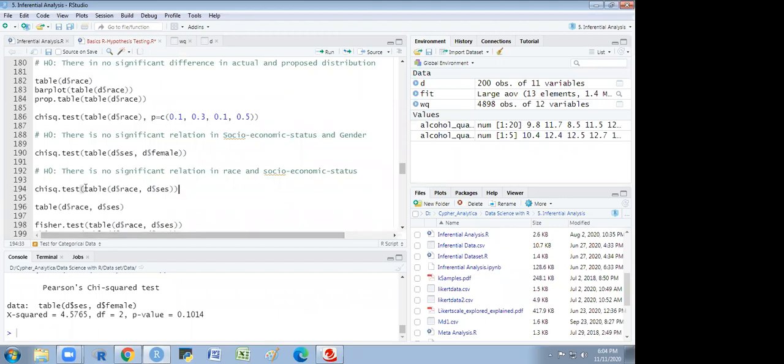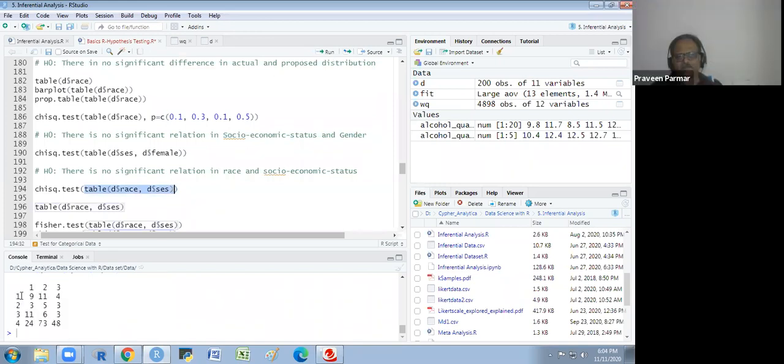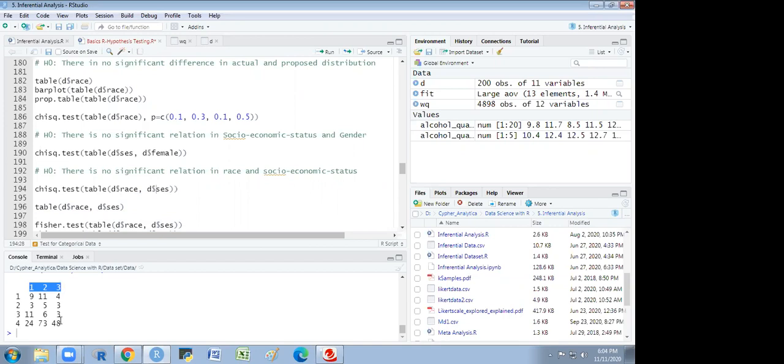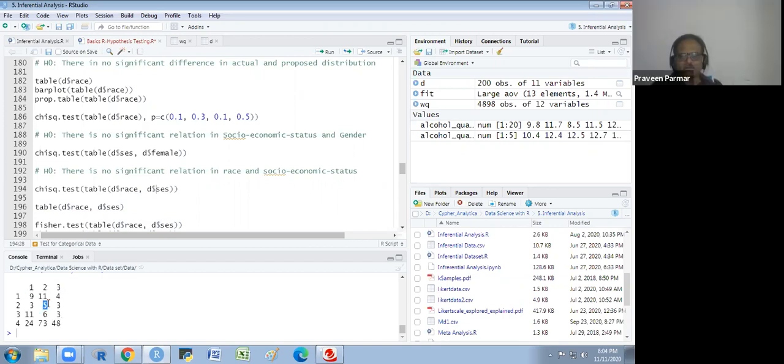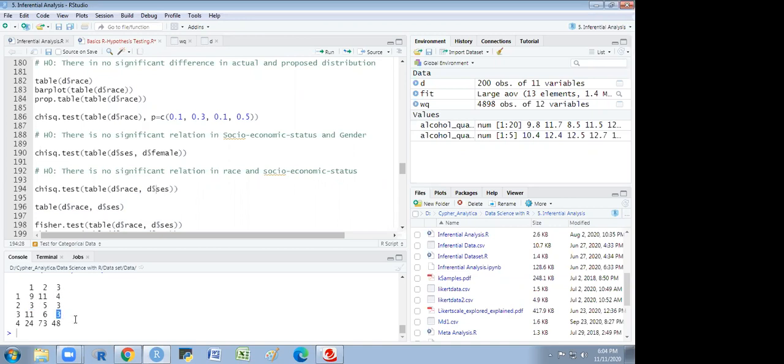And I will show you this table first. So this is the table. These 1, 2, 3, 4 are the race. The race is on the row side, and the SES is on the column side, here 1, 2, 3. So we see there are a few values which are equal to or less than 5 in some cells.